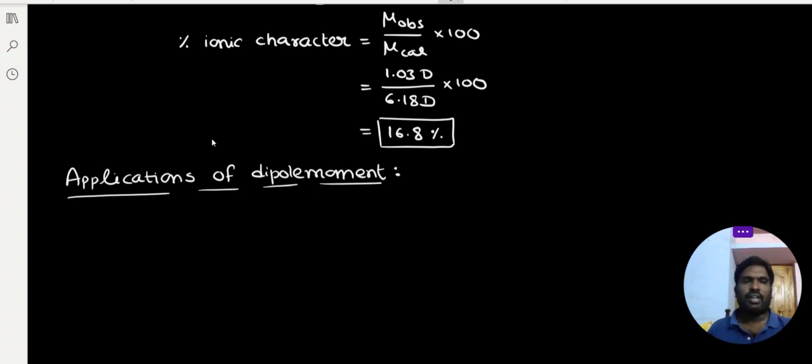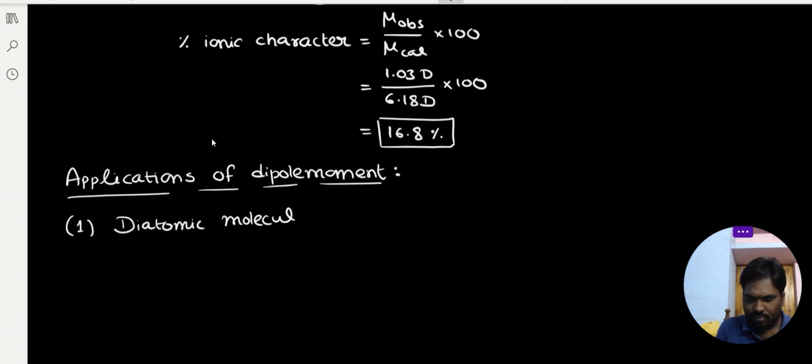Okay, applications of dipole moment. Now the first application: diatomic molecules. If the difference in electronegativity increases, then bond polarity increases. If bond polarity increases, then the dipole moment also increases.